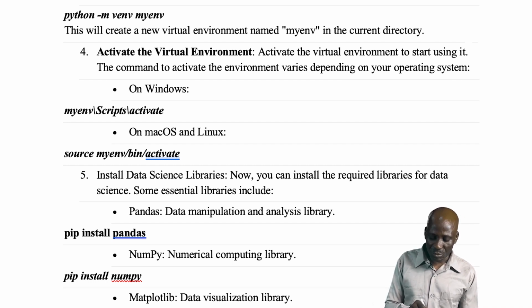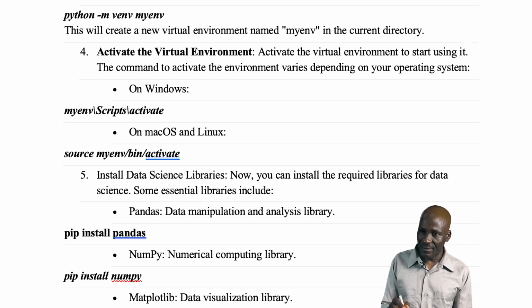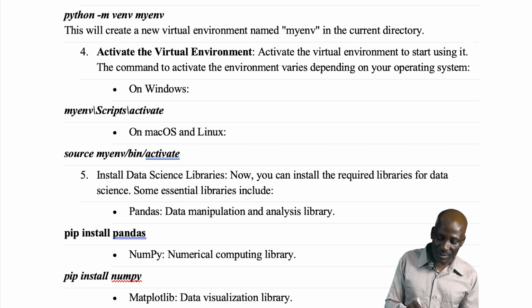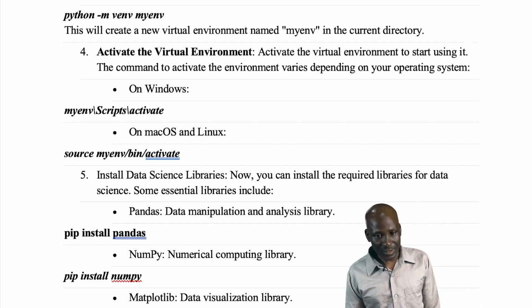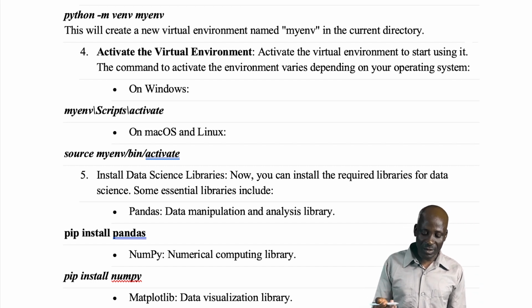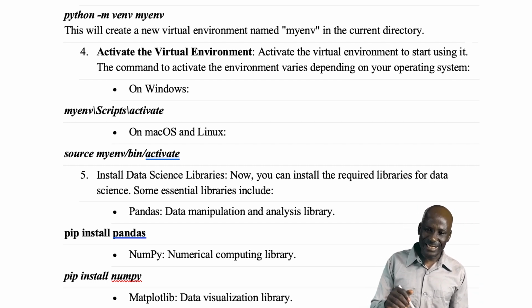then you give -m, then space, venv, then the name of the environment, my environment. That is the name of the environment. Once you are able to create that, the name of the environment, then you need to activate it.